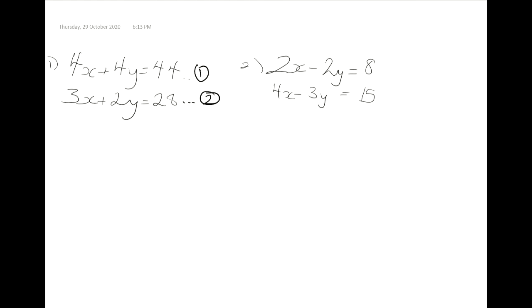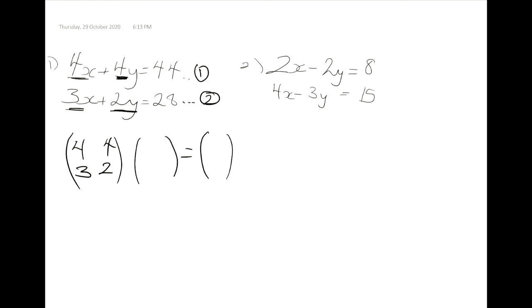So we're going to take these two equations and convert them into a matrix equation. We're going to have one matrix multiplied by another matrix equals another matrix. This first matrix will have the coefficients of the algebraic terms. What does that mean? You see here we have a 4x, we're going to pull the number from it, so we get 4. This has a 4y, we get another 4, 3x, we pull the 3, and 2y, we pull the 2. So this first matrix, we're going to call matrix A.